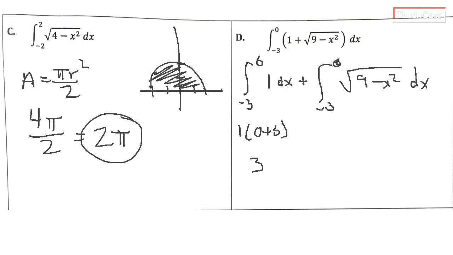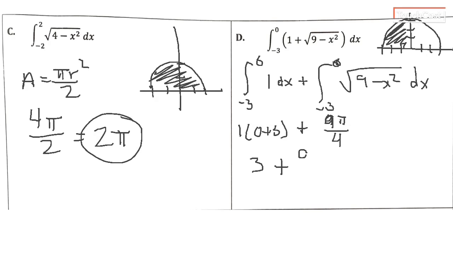And then we can graph the second half. It's again a circle, but this time r squared, the radius squared, is 9. So that means the radius is 3. And we're just looking at from -3 to 0. So we're just looking at a quarter of a circle. So we're going to add pi r squared, so 9 pi. But since we're looking at a quarter circle, we're going to divide by 4. So our answer is going to be 3 plus 9 pi over 4.